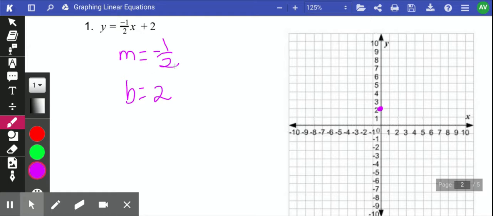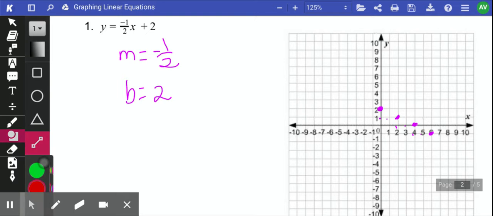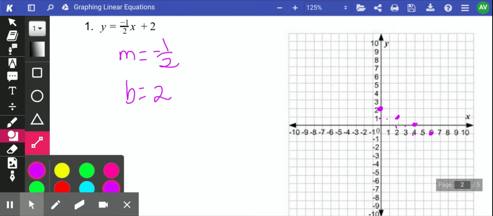The slope, remember slope is rise over run? This is telling me it's going down 1 and to the right 2. So I'm going to count that on here. I'm going to go down 1, to the right 1, 2. Down 1, to the right 1, 2. And there's my points. Now I'm going to connect them with a line.